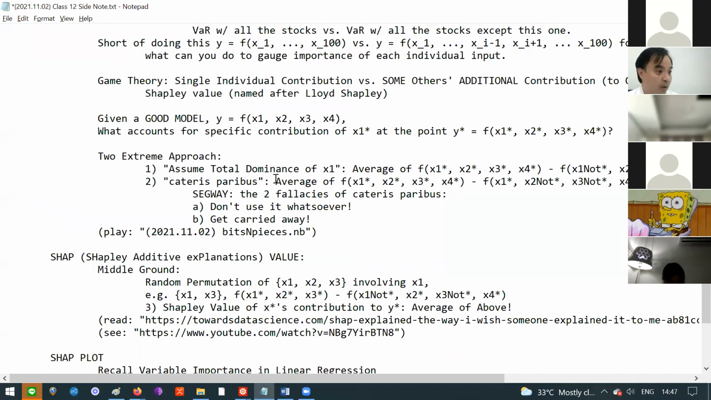All else being equal. So what you do is, for this point, how about substituting in other values? Sorry, I wrote this down wrong. Right? So if I vary this, I care about x1, right? So I vary the value of x1. Okay, that's all else being equal.